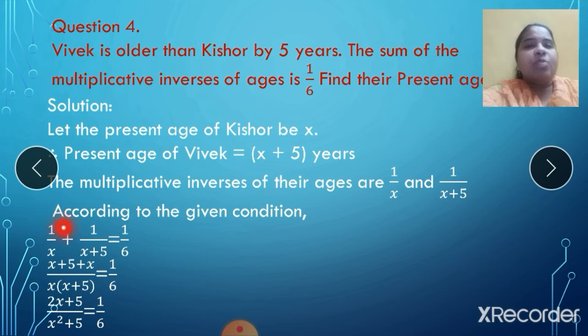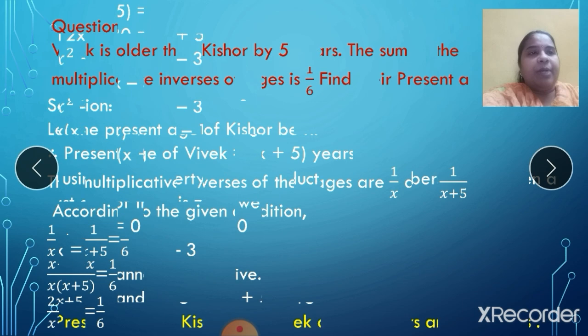Okay? Cross multiply this. X plus 5 plus x, and here also x into x plus 5 is equal to 1 upon 6. Correct? Now x plus x, 2x plus 5. Open the bracket here. X into x, x square plus 5x. It should be 5x. Okay? 5x is equal to 1 upon 6. I hope you have understood this. After this, what you need to do is cross multiply.